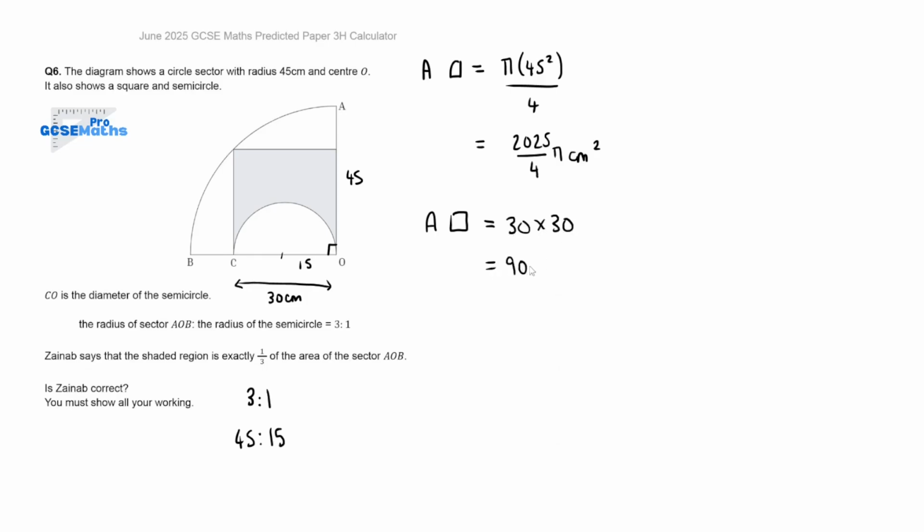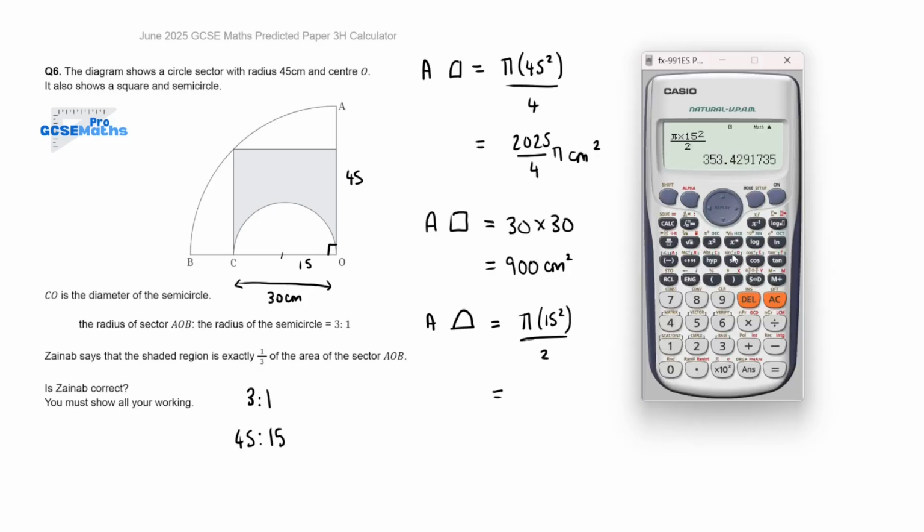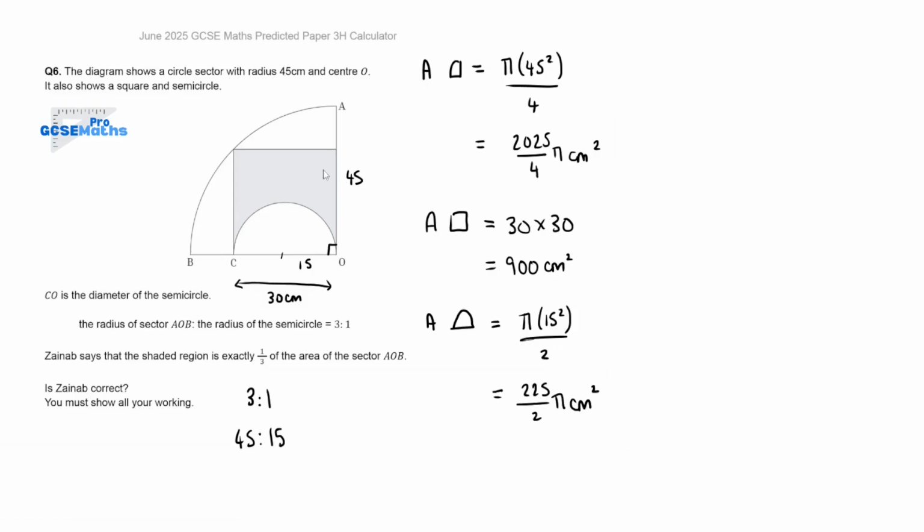Which is 900. And finally, I do need to know the area of the semicircle to subtract it to find my shaded region. So the area of the semicircle is obviously pi times the radius, which we worked out as 15, squared, but over 2 because it is only half of a circle, isn't it? And again, as you can see, loads of decimals, so I will leave it in this format of pi, so 225 over 2 pi. Okay, now we've worked out all of these areas. I want to know the area of the shaded region too, which is the whole square minus the semicircle.